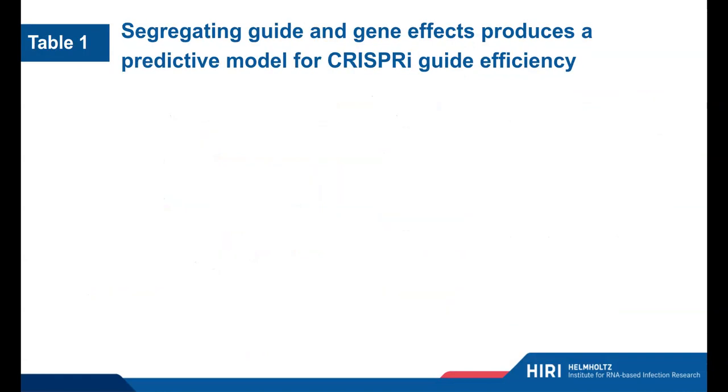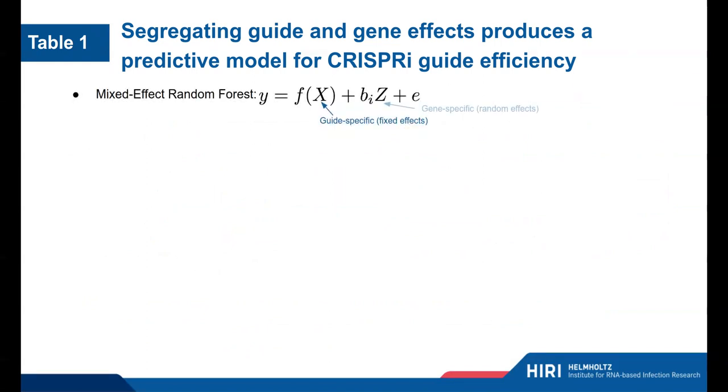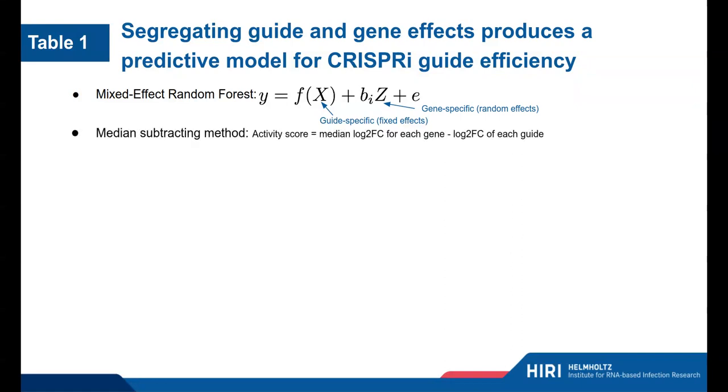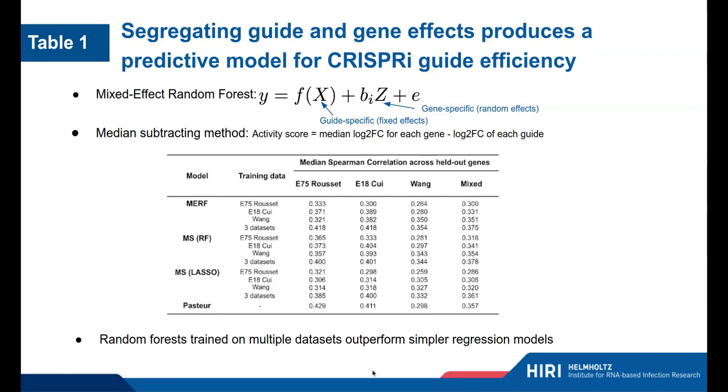As mentioned before, the strong predictive features for depletion are gene-specific, which is problematic for predicting the accurate guide efficiency. Therefore, we took two approaches to separate guide and gene effects. One is a mixed effect random forest, or MERF. Second, which we refer to as median subtracting, MS. We trained a random forest and a lasso model on MS data and compared to MERF and a published MS method-based lasso model, which we refer to as PoSTER.